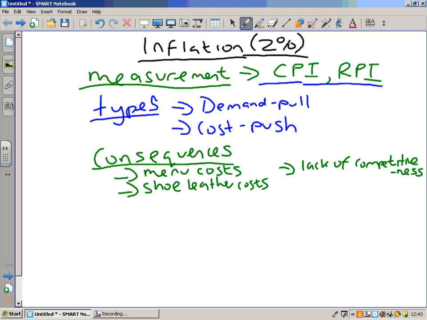That will in turn mean that the economy might start to see rising unemployment, and it also might see lower economic growth in the future. So inflation is seen as quite a serious problem.